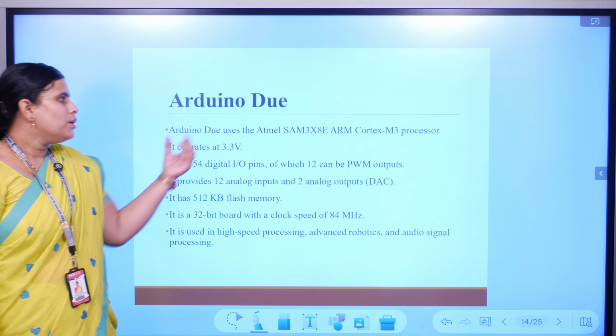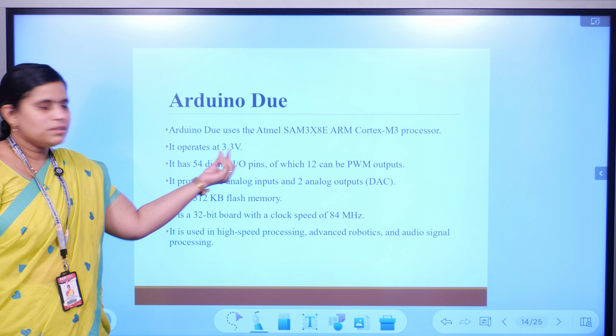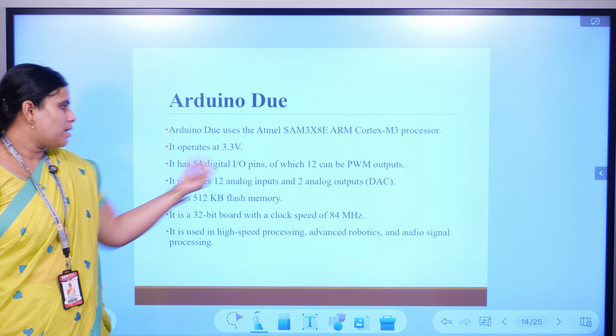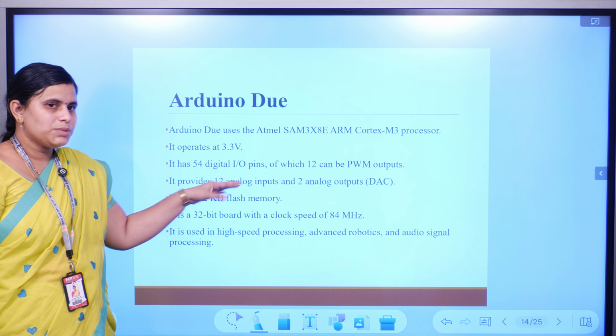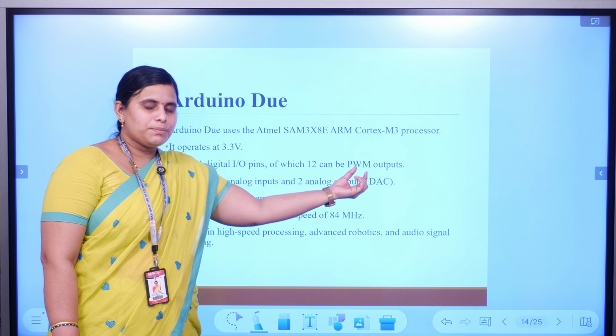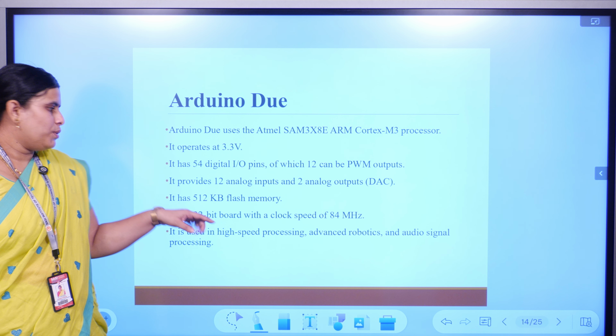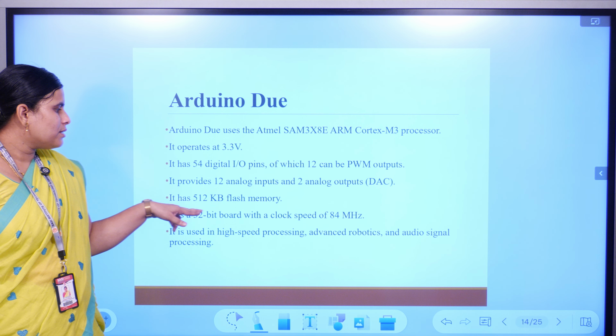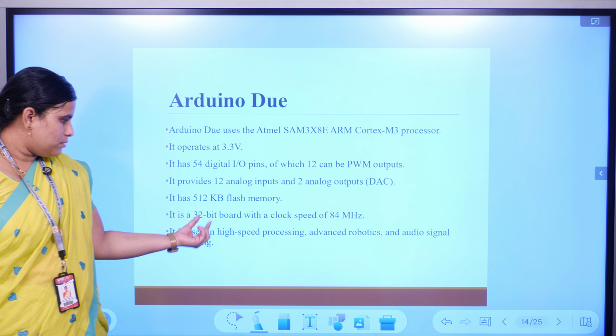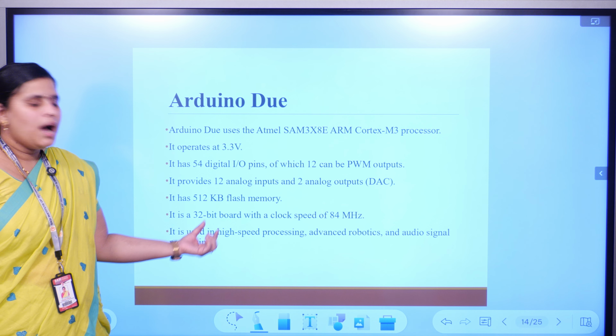Coming to the Arduino Due, we are using 3.3 volts. It operates at 3.3 volts, and it has 54 digital input output pins along with 12 pulse width modulation outputs, and it provides 12 analog inputs and 2 analog outputs. It has 512 KB flash memory with a 32-bit board which operates at high speed.